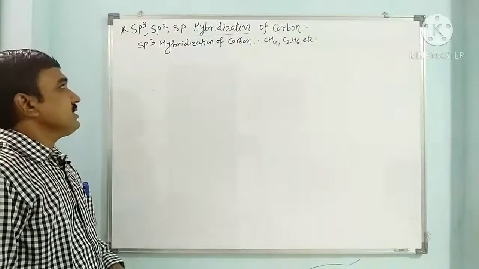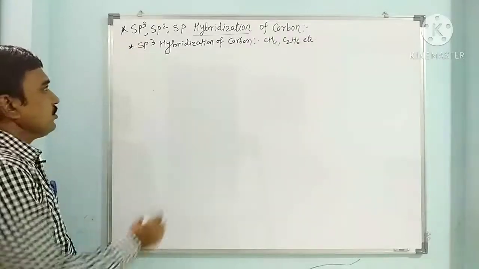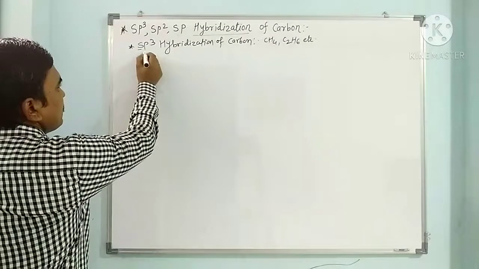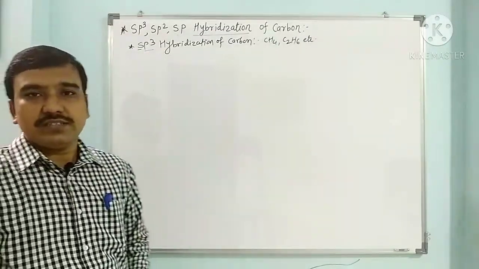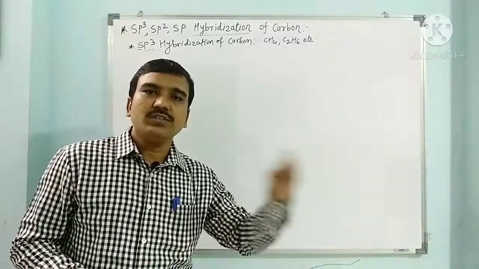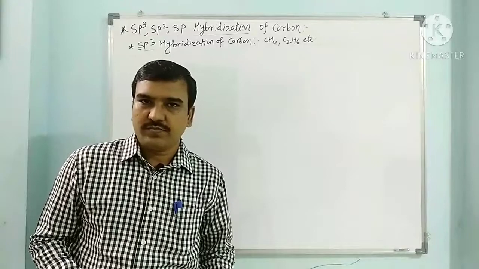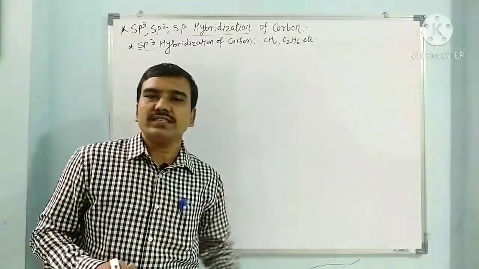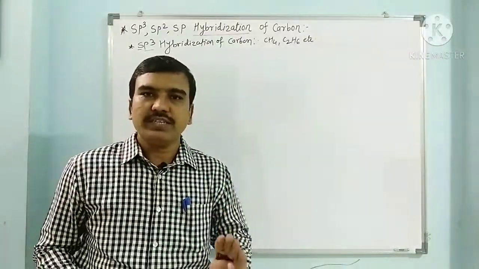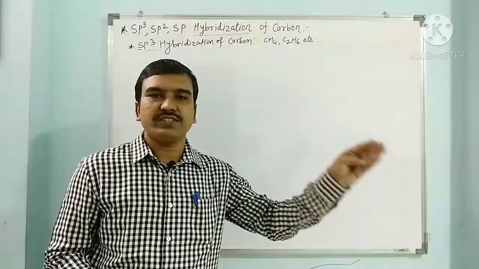Now what is sp3 hybridization of carbon? Here one s orbital of carbon mixes with 3 p orbitals and undergoes mixing and recasting to give a new set of 4 orbitals called sp3 hybrid orbitals. So when the mixing and recasting gives 4 new orbitals having the same energy and similar orientation in space, it is called sp3 hybridization of carbon.